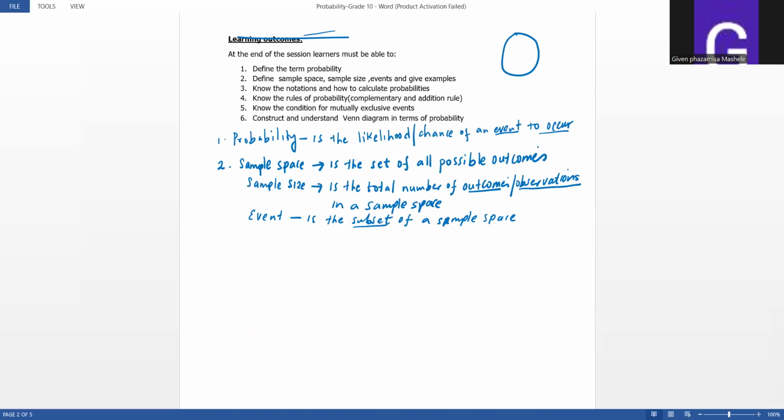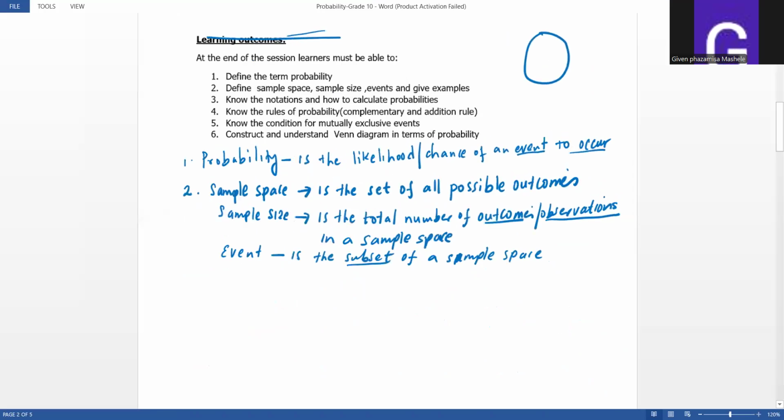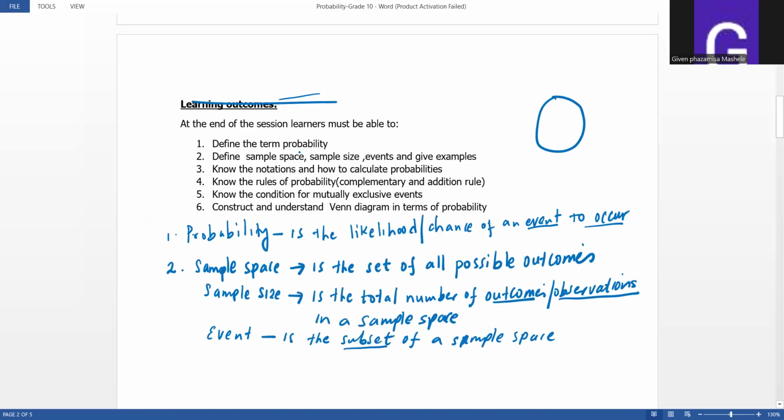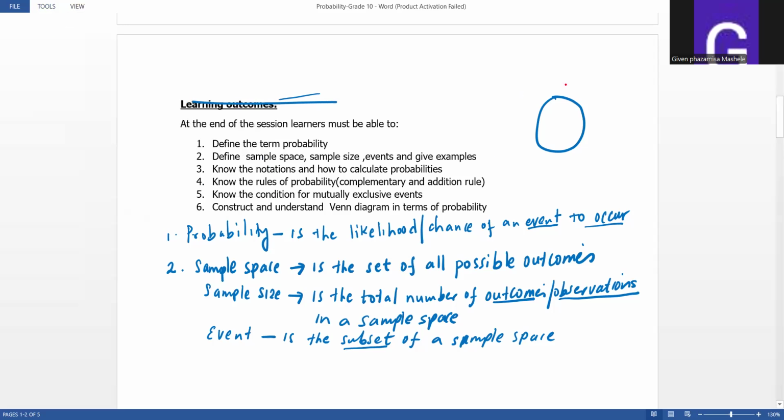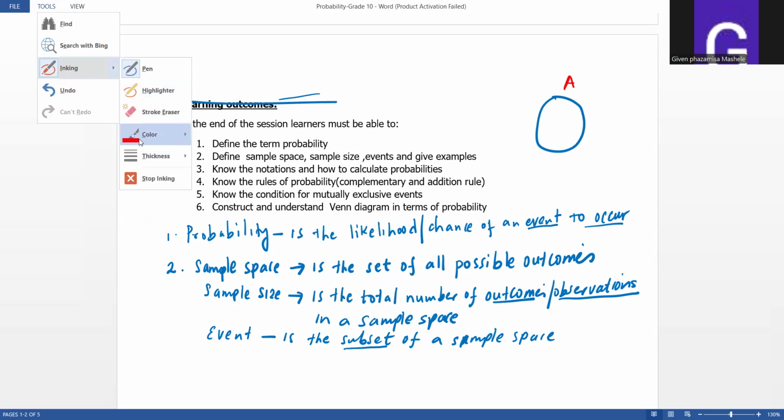Okay, let me just try to zoom out. So if we say, let's assume we have the event here. Let's call that event A. Okay, let's call this event A. And inside this event A, we have another event in it. So let's just call this B.